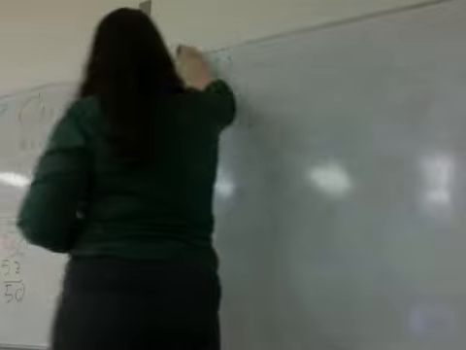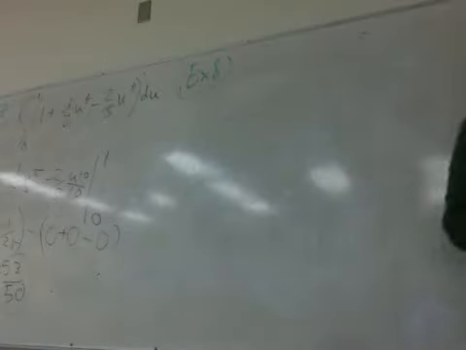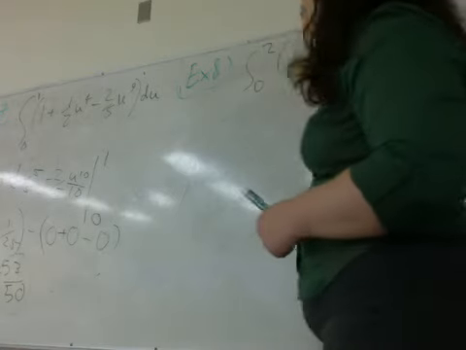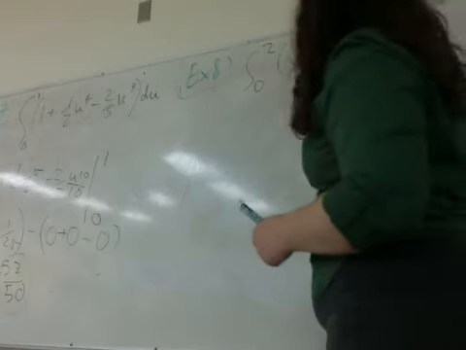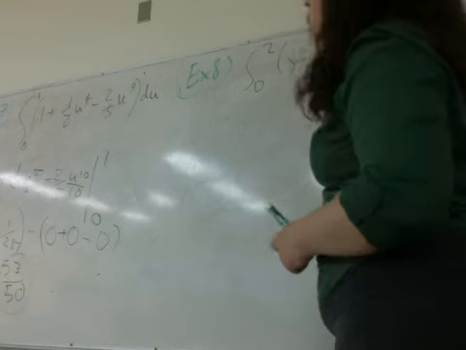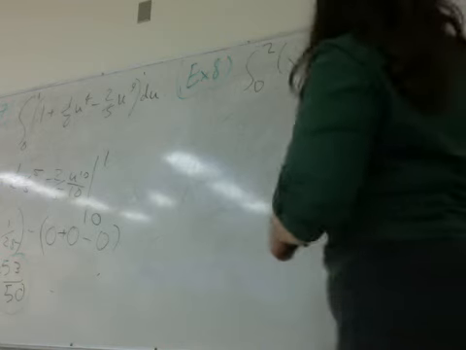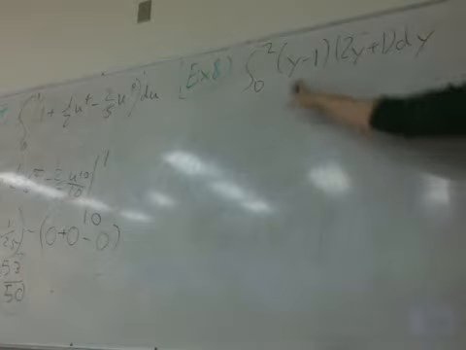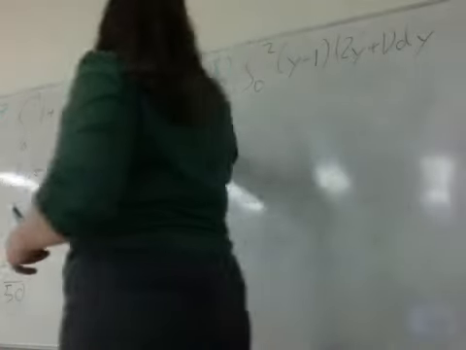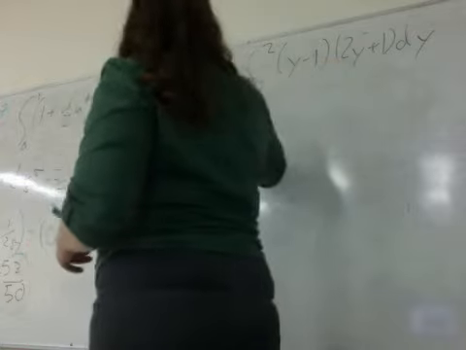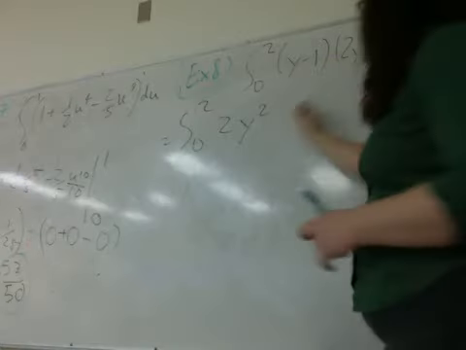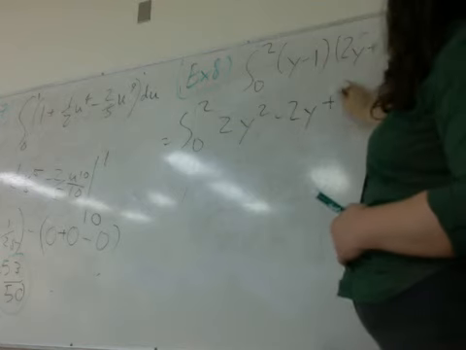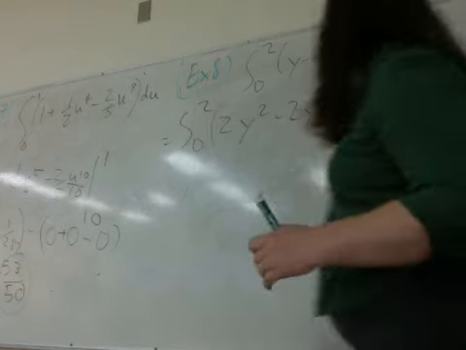So example 8, here I have the integral from 0 to 2 of (y minus 1) times (2y plus 1) dy. The key thing here is that before I take the antiderivative, I'm going to need to expand this. Expanding it, I get 2y squared minus 2y, and y times plus 1 is plus y, minus 1.